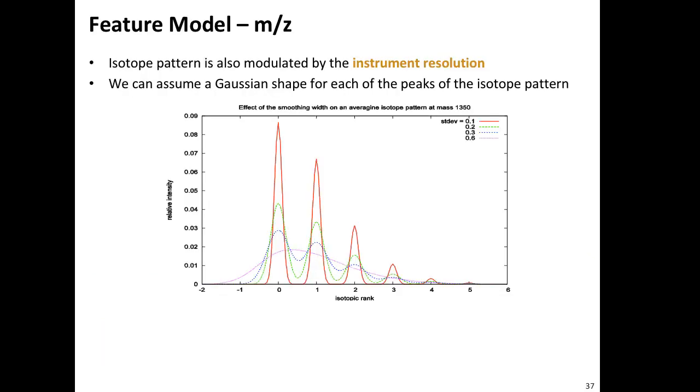So once we know that, we can also factor in the instrument resolution. If you assume a Gaussian shape for each of the peaks, then you can model different instrument resolutions just as different widths around these peaks. This is usually required for low-resolution instruments. For modern high-resolution instruments, this plays a much smaller role because you usually have baseline separated peaks in the spectrum.